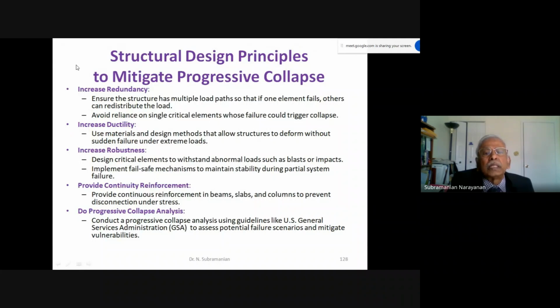So, what are the structural design principles to mitigate progressive collapse? Increase redundancy, increase ductility, increase robustness, provide continuity reinforcement, do progressive collapse analysis. That is, if one column is collapsed, how the structure behaves, and provide reinforcement in such a way that the building will not collapse.